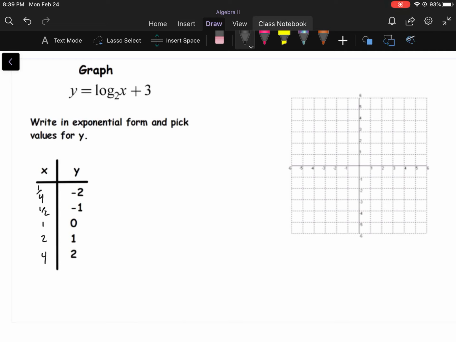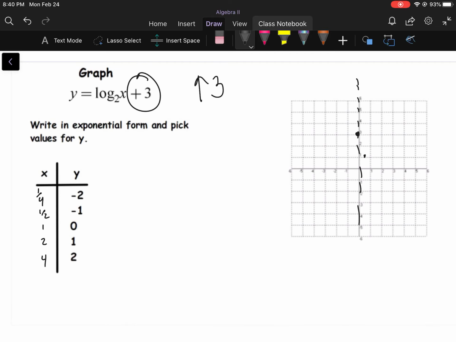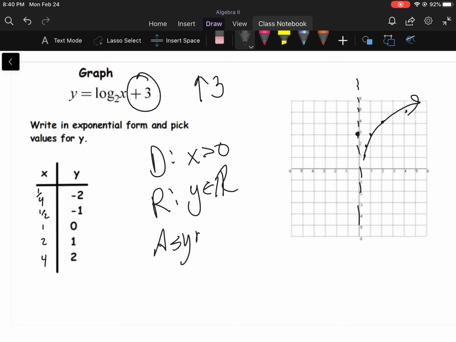Okay, copy that down again. All right, so plus 3 outside of the parentheses. So it's going to move everything up 3. So asymptote's going to stay the same. And I'm going to have a graph that just looks like this. Okay, so my domain is x is bigger than 0. My range is all real numbers, and my asymptote is still that y-axis, that x equals 0.